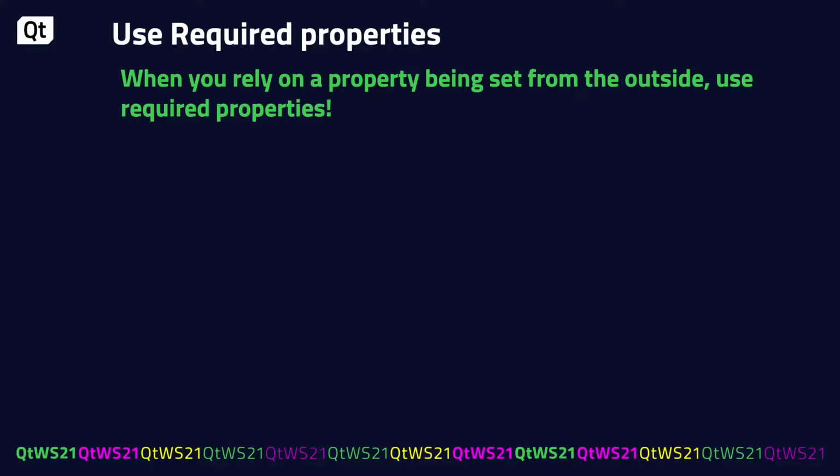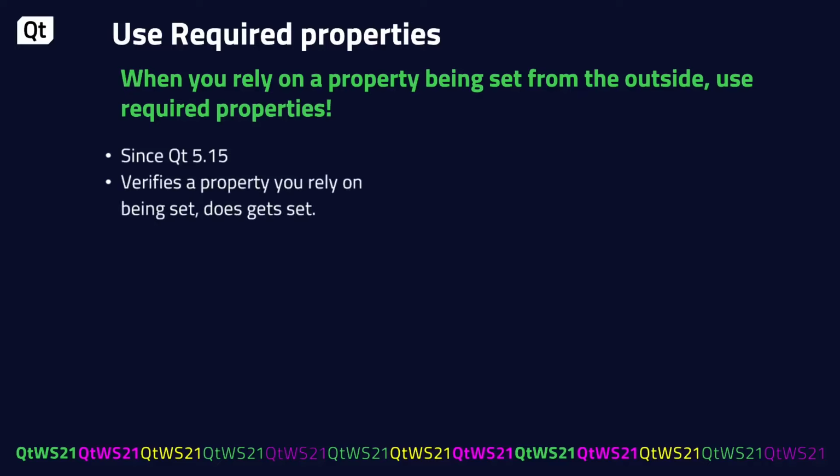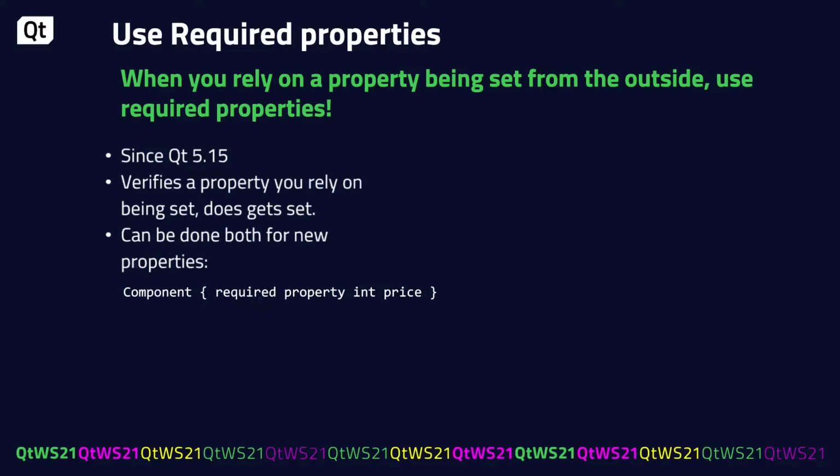So let's get to the meat of the best practices. The first thing is use required properties. So required properties have been a thing since Qt 5.15. They verify that a property that you rely on being set does get set. This can be done both for new properties. For example, here we have a component that defines a new property called price and marks it as required.